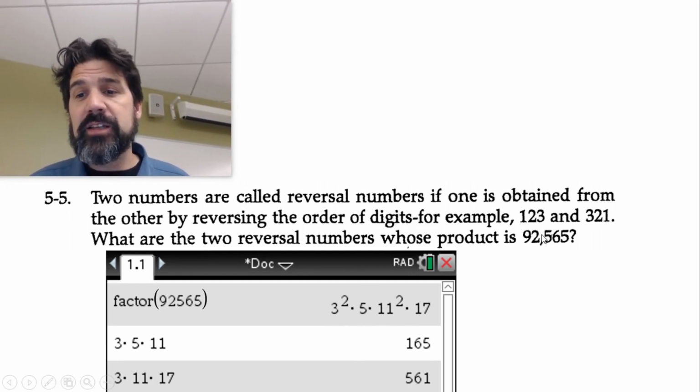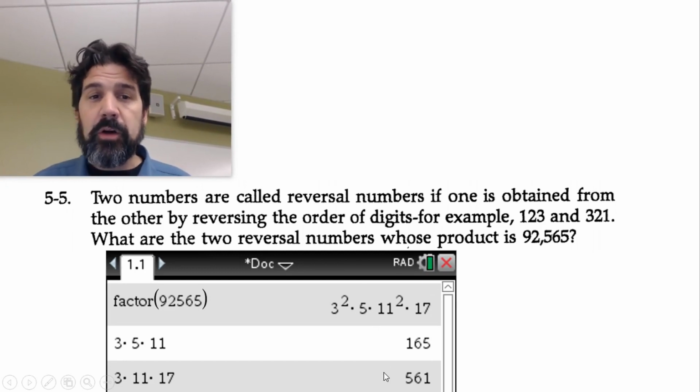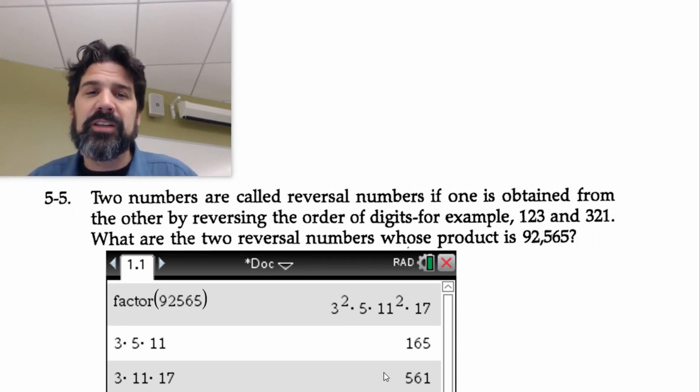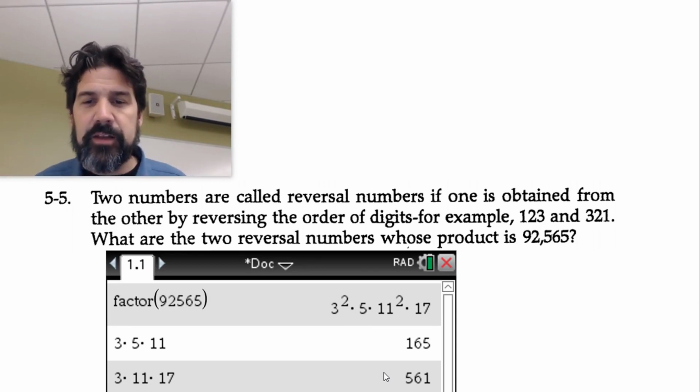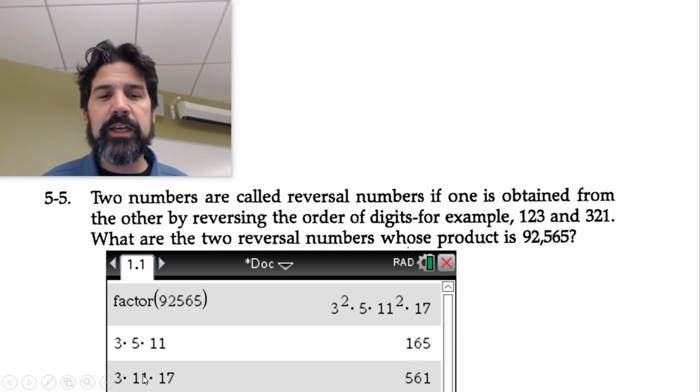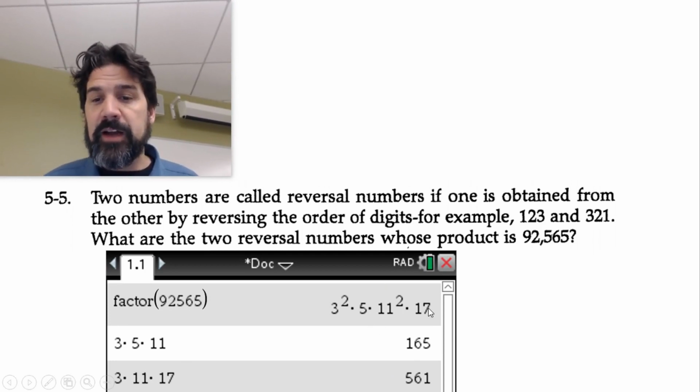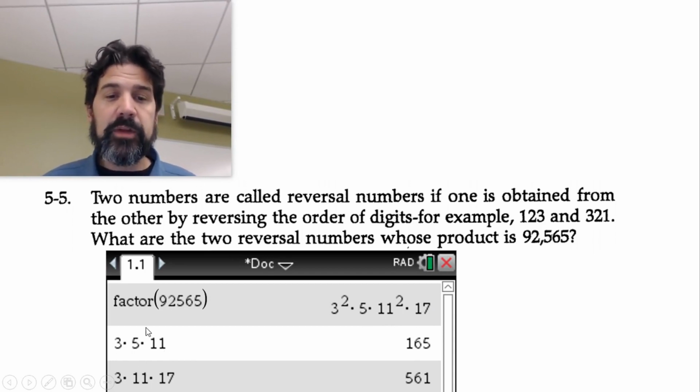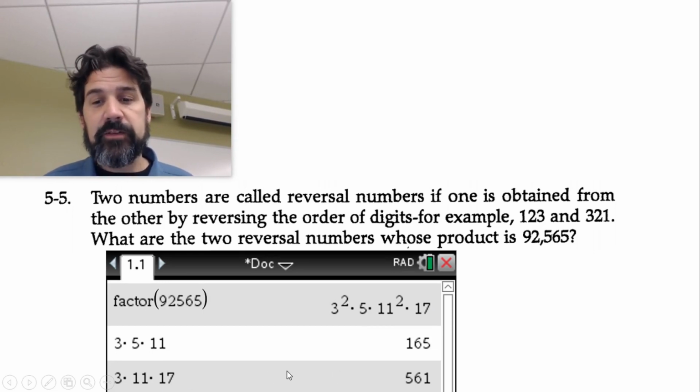I got my 11 squared, and that's another attribute of multiples of 11. If you knew how you add up multiples of 11, you would have to notice that they would have to both be multiples of 11. Again, this was a little more advanced method, but I have to take the 11 and break it up. And then I'm just left with my 5 and my 17. So one of them gets the 5, one of them gets the 17. And so if I multiply 3, 5, and 11, I get 165, and 5, 11, 17, I get 561.